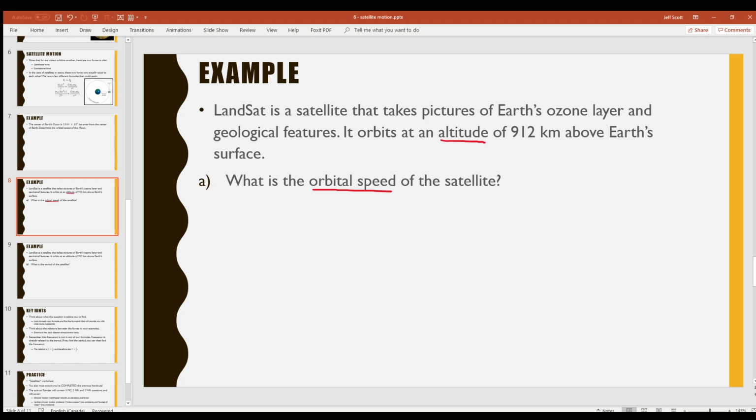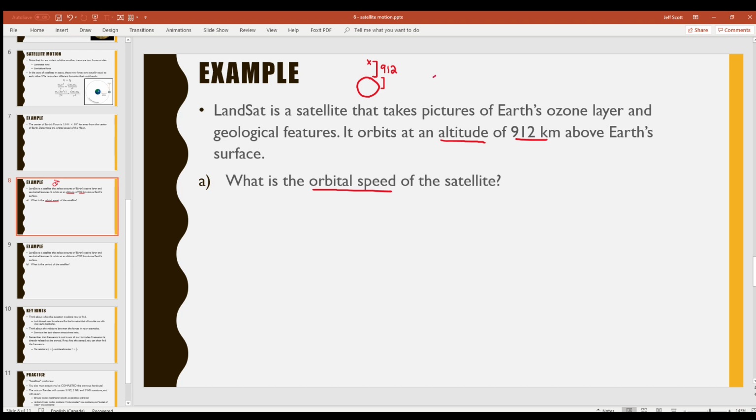Let me just remind you that an altitude is not the distance between the center of the Earth and this satellite. The altitude is just the distance from the satellite to the surface of the Earth. So in other words, that piece right there is going to be the 912. When we are looking for orbital speed, whenever we use r for radius, it actually talks about the distance to the center of the object it's orbiting. So in other words, we're actually going to have to take this 912 kilometers and add it to the radius of the Earth. And just remember, the radius of the Earth is actually on your formula sheet.